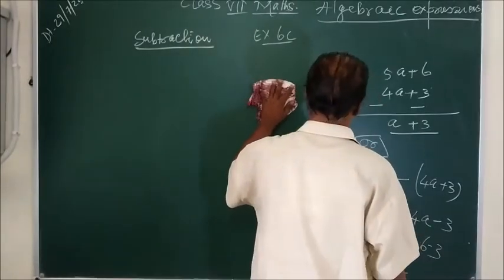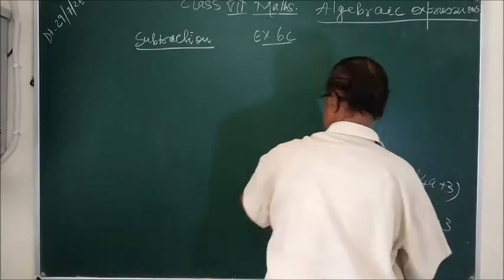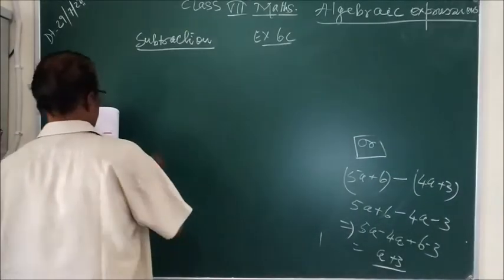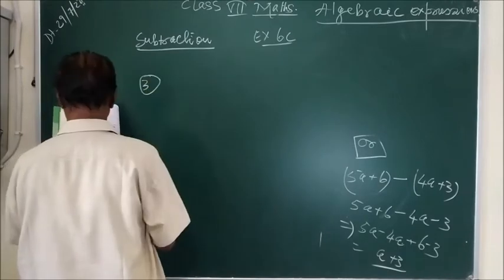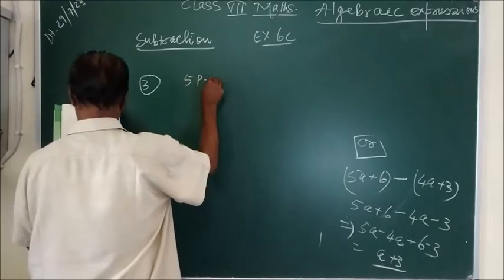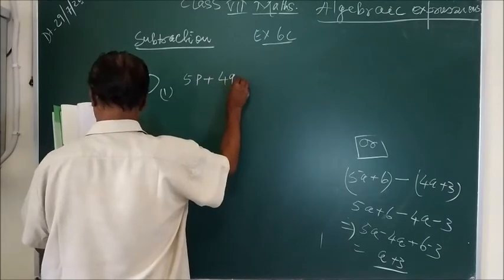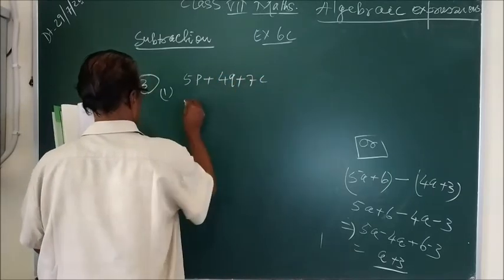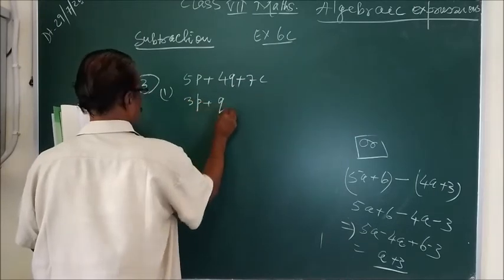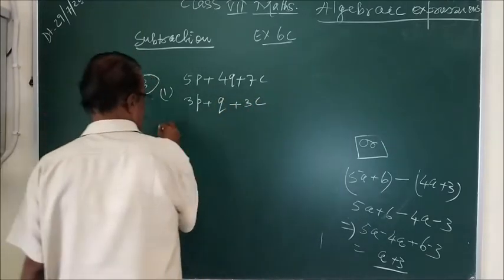Monomials, how will you subtract from a monomial, and it is a question of binomial. Now you see more questions, and then you see trinomial, subtract trinomial from trinomial. 5p plus 4q plus 7c. You have to subtract 3p plus q plus 3c. Same process. So this is the column method.